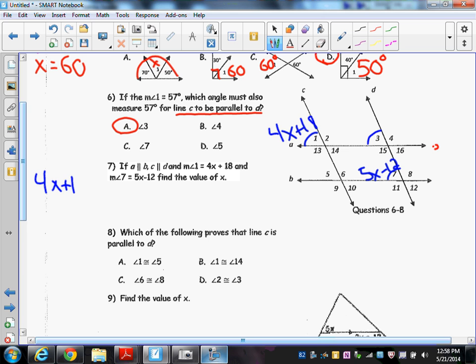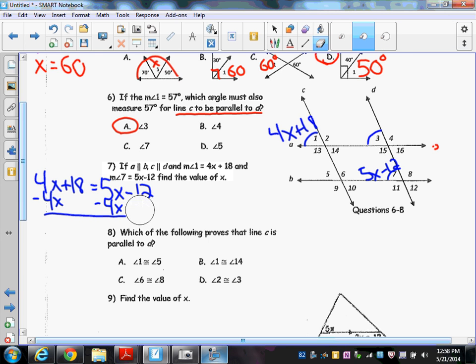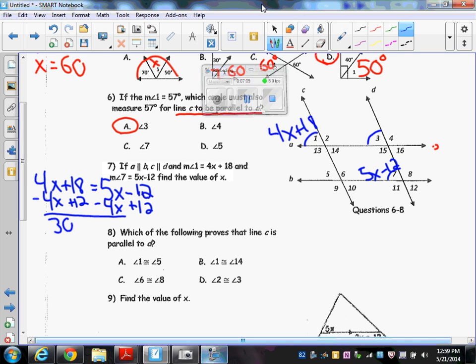So to find the value of x, I have to solve that equation. I'm going to take 2 steps at once. I'm going to add 12 to both sides. So what I have here is x is going to be equal to 30.